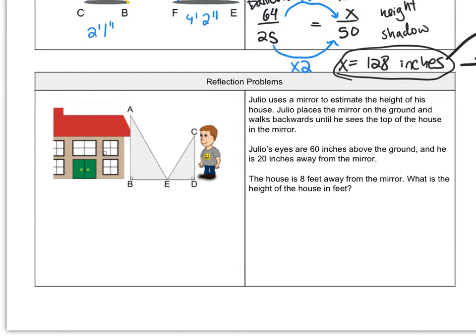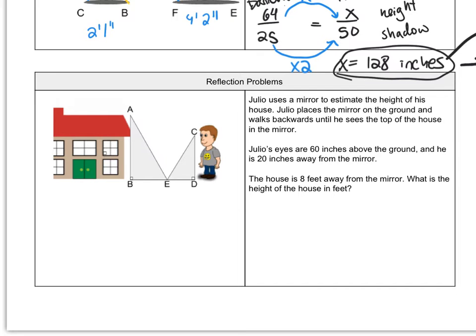Another type of problem you're likely to run into is a reflection problem. For this one, you can create similar triangles by putting a mirror on the ground. What you do is you put a mirror on the ground and you walk backwards until you see the top of the object that you want to measure in the mirror. So that's what this problem says is happening.